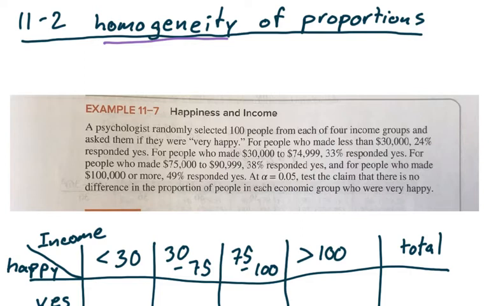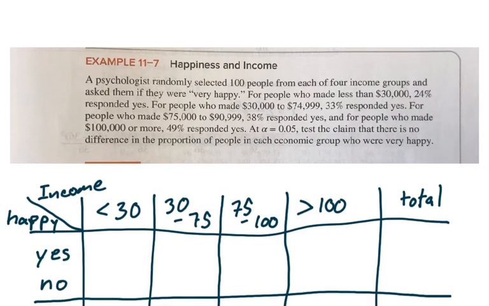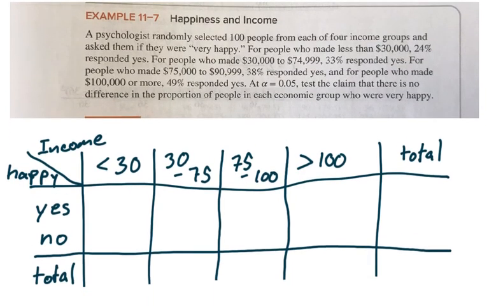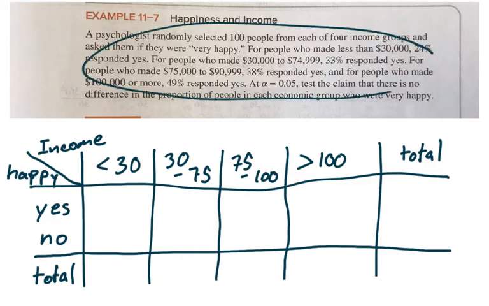At alpha equals 0.05, test the claim that there is no difference in the proportion of people in each economic group who were, quote, very happy. All right, so the first thing that I'm going to do is organize this information instead of in a giant paragraph. We're going to put it into a contingency table.